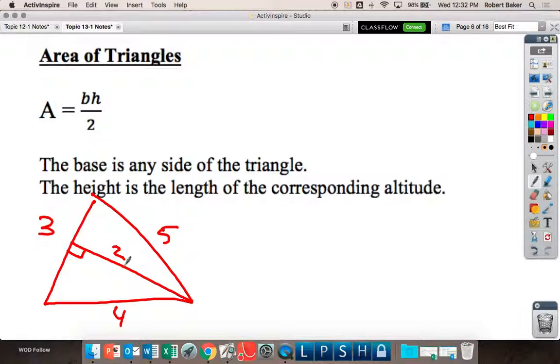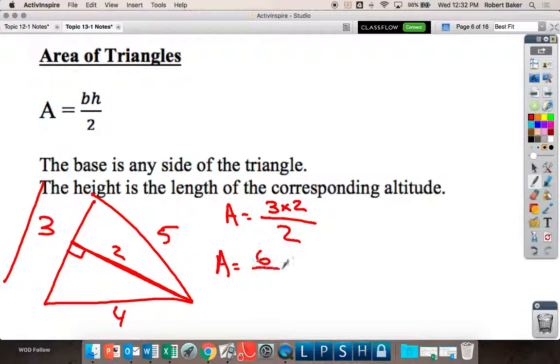3 and 2. So this is the base, and this is the corresponding height. Base times height. It's base times how tall it is. So it would be area equals base times height divided by 2, or the area is equal to 6 divided by 2, or the area is equal to 3. That kind of makes sense?